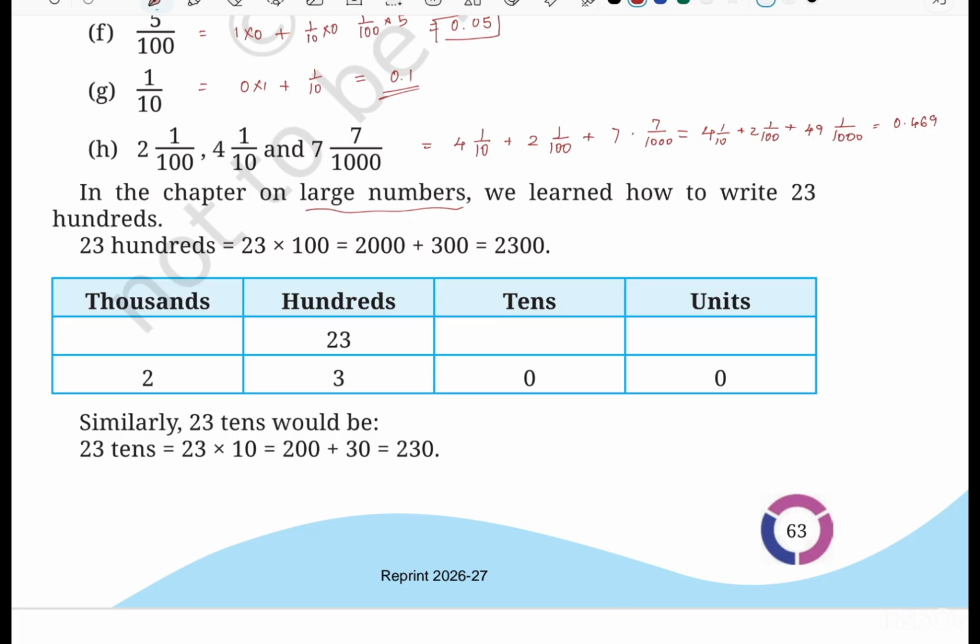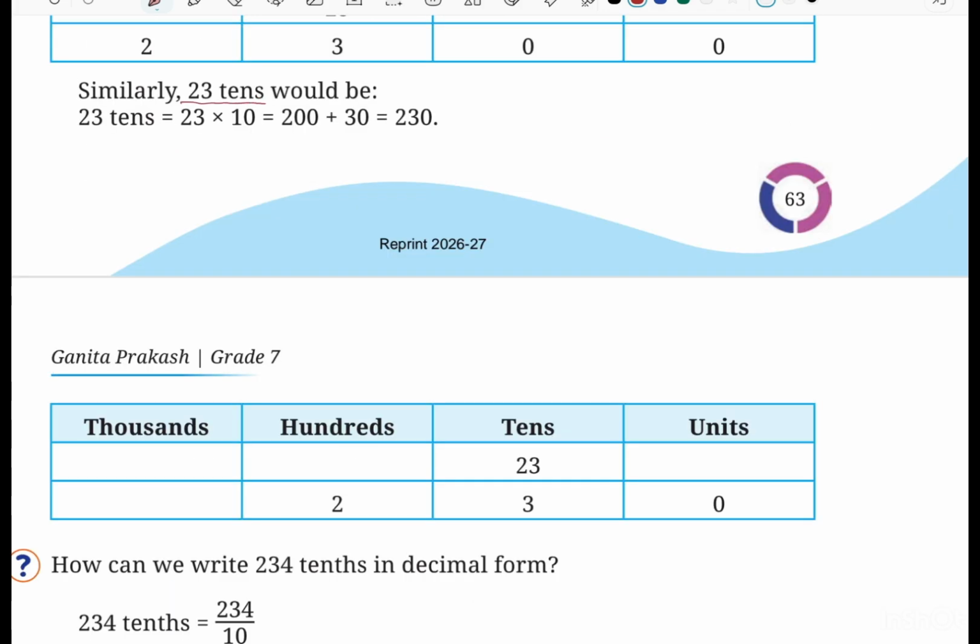23 hundreds means 20 plus 3 hundreds. We multiply it: 20 into 100 and 3 into 100. So it will become 2300. Next we have 23 tens. That means 23 can be written as 20 plus 3, and multiplying by 10 we get 20 into 10 is 200 and 3 into 10 is 30, that is equal to 230.